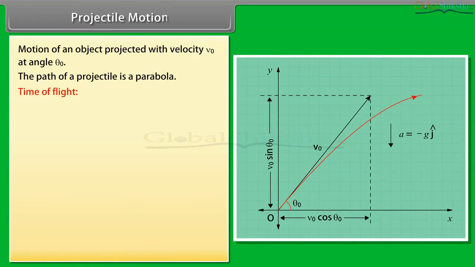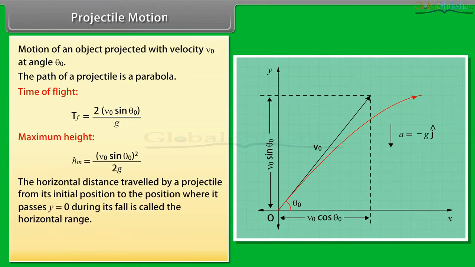Time of flight of projectile is Tf is equal to 2 v naught sin theta naught divided by g. Maximum height of a projectile is Hm is equal to v naught sin theta naught whole square divided by 2g. The horizontal distance travelled by a projectile from its initial position to the position where it passes y is equal to 0 during its fall is called the horizontal range. Horizontal range of projectile is given by v naught square times sin 2 theta naught divided by g.